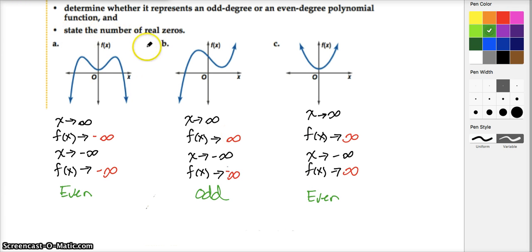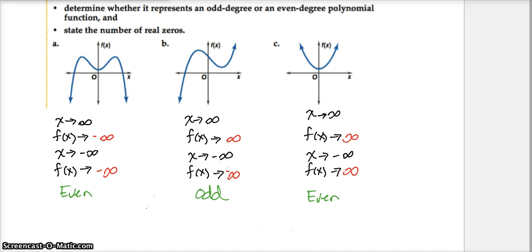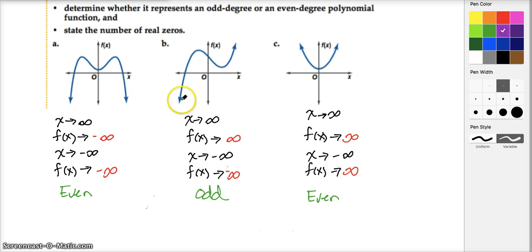And then finally, state the number of zeros. If we remember, zeros are where the function crosses the x-axis. Where f of x crosses the x-axis is where we have a zero. This function has 2 zeros. This one over here only has 1. And finally, this one here has no zeros.